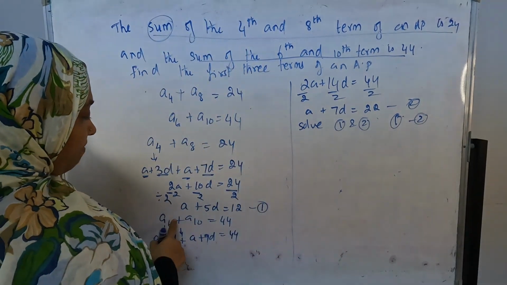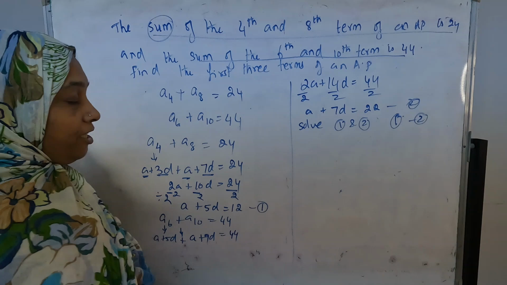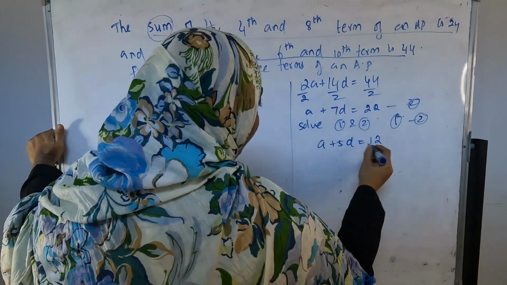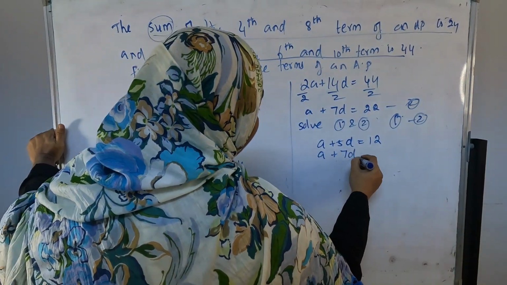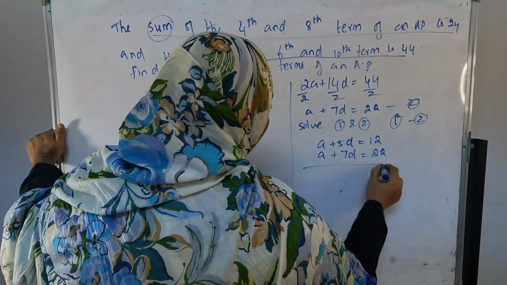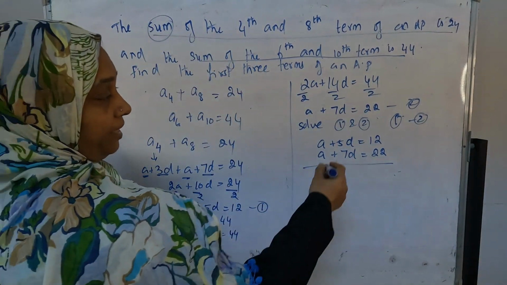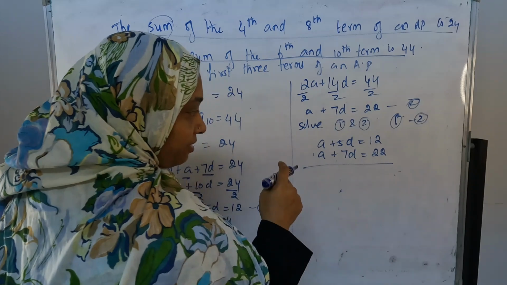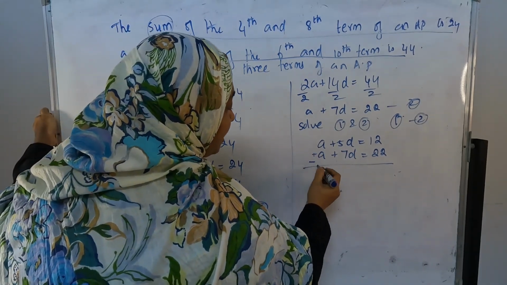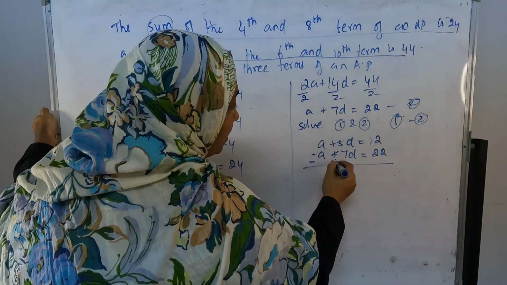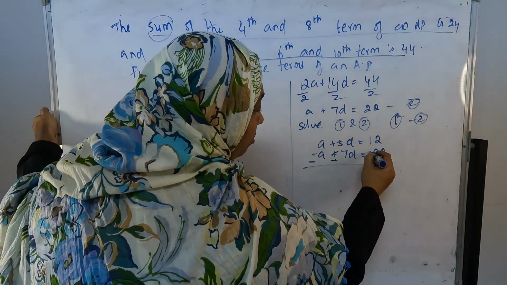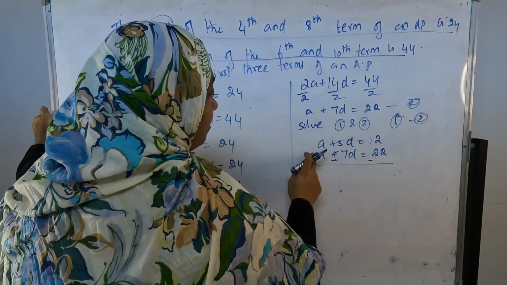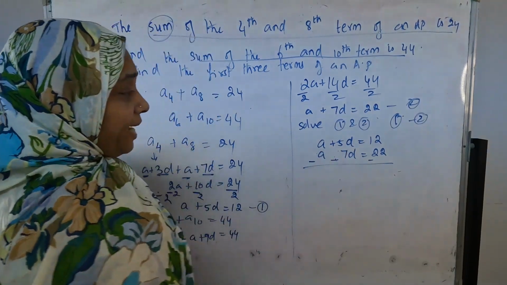Because all of them carry the same plus symbol, we will subtract it. So a plus 5d is equal to 12, a plus 7d is equal to 22. Even if you don't know the elimination method, follow this, then elimination will automatically come. What is the symbol here? Plus. No symbol is visible, so plus. Change the symbol to minus. This is plus, so change the symbol to minus. Here also no symbol is visible, so plus changes to minus. Now this is your new symbol. The old symbol you remove or cancel.